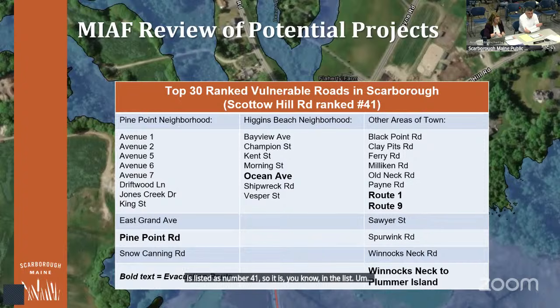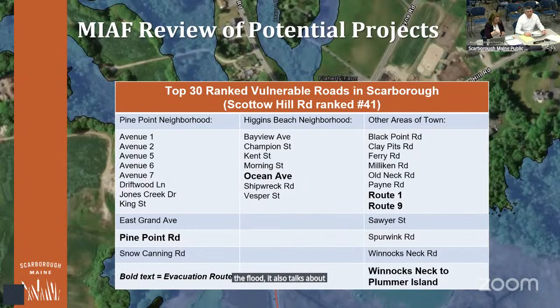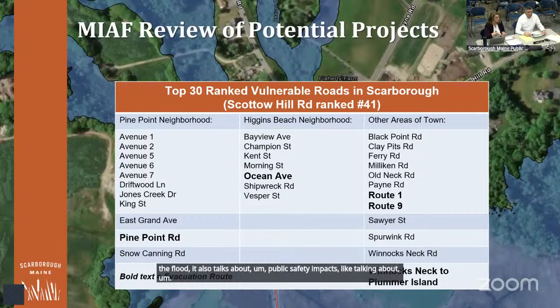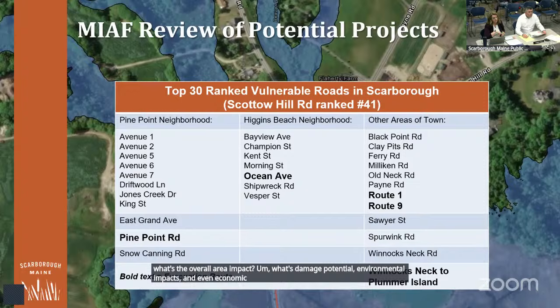But I just want to point out that this ranking is really based on a consequence score. So it's not just looking at how likely these roads are to flood. It also talks about public safety impacts, like evacuation routes, and if it's cutting off, how many houses are cut off? What's the overall area impact? What's the damage potential? Environmental impacts and even economic impacts all got factored into that.